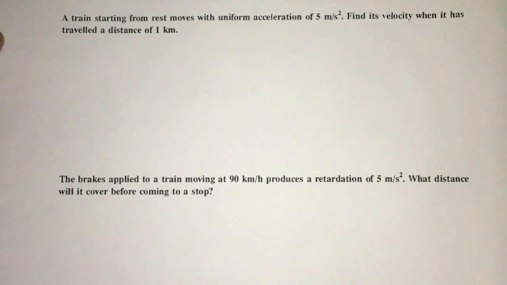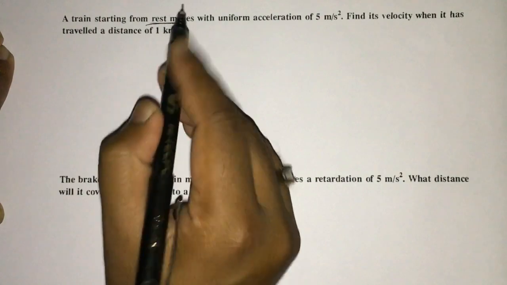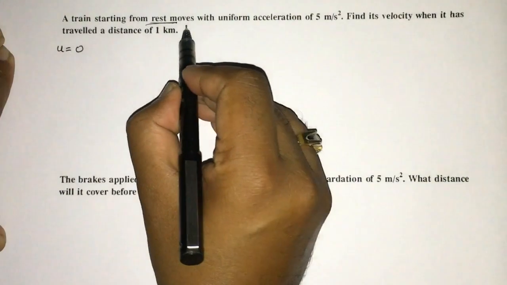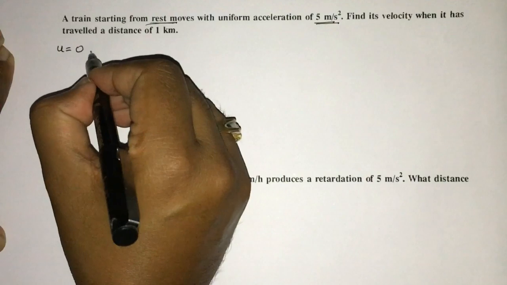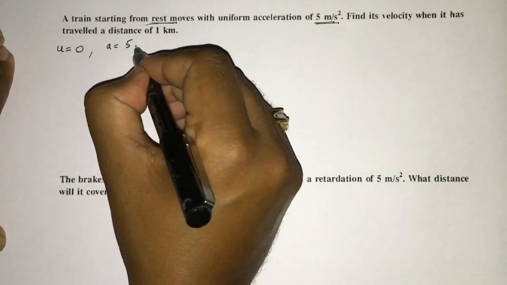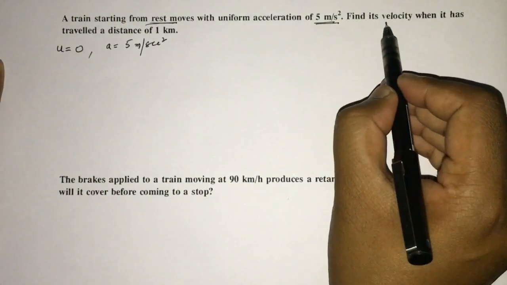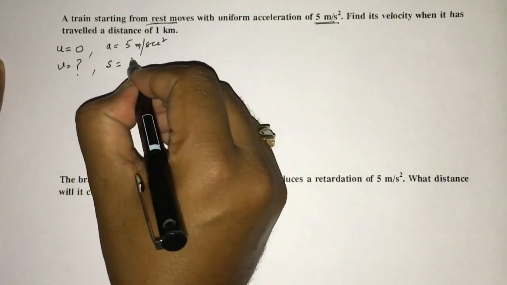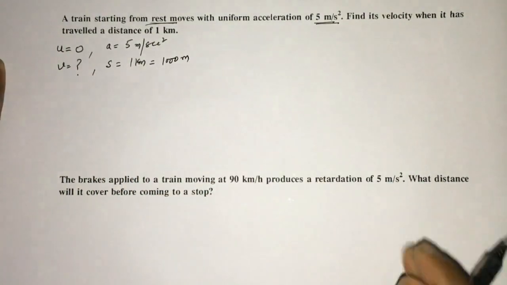Now let's move to the second question. The question is: a train starting from rest. Rest means the initial velocity of the train is 0. It moves with uniform acceleration of 5 meter per second square, means acceleration of the train is 5 meter per second square. Find its velocity, means we need to find the final velocity, when it has traveled a distance of 1 kilometer. 1 kilometer means 1000 meter.